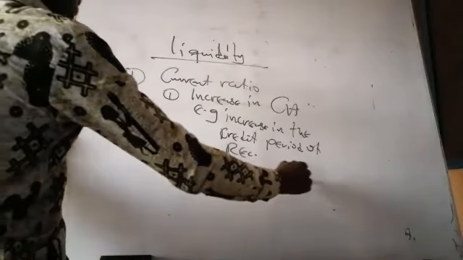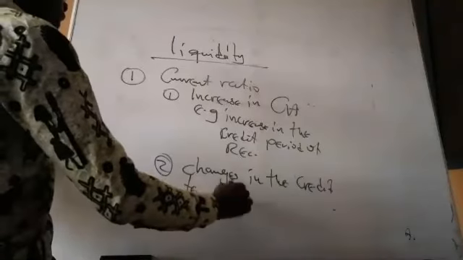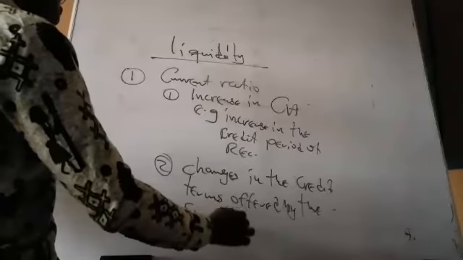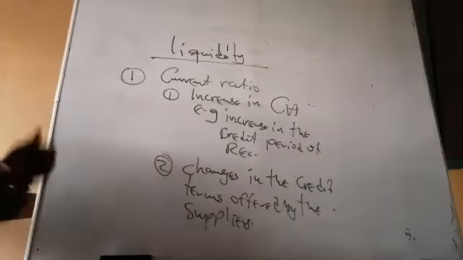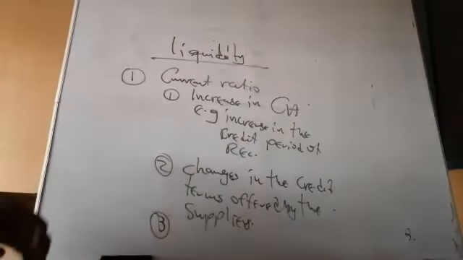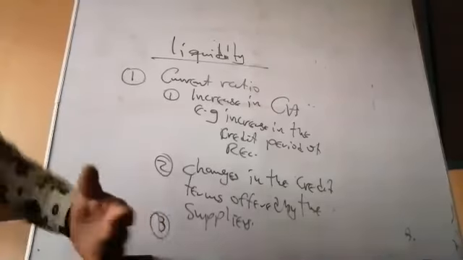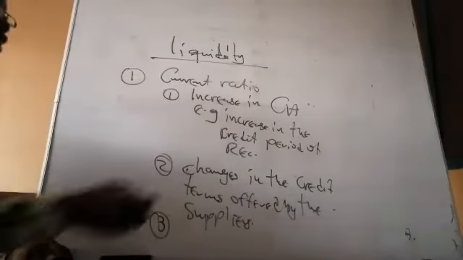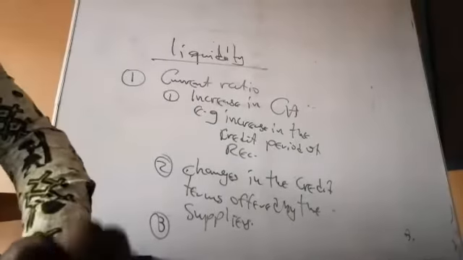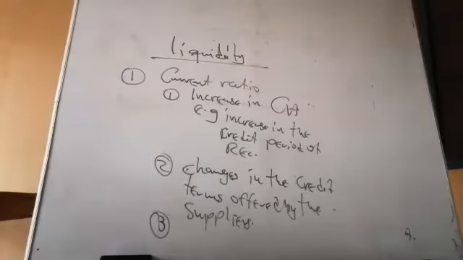Number 2, changes in the credit terms offered by the suppliers. Full stop. Changes in the credit terms offered by the suppliers can have an impact on the current ratio. Number 3, talk about the current liability, payables. When they increase the credit terms, that means we can buy more. We are buying more on credit, and when we buy more on credit, it will affect your liquidity position.